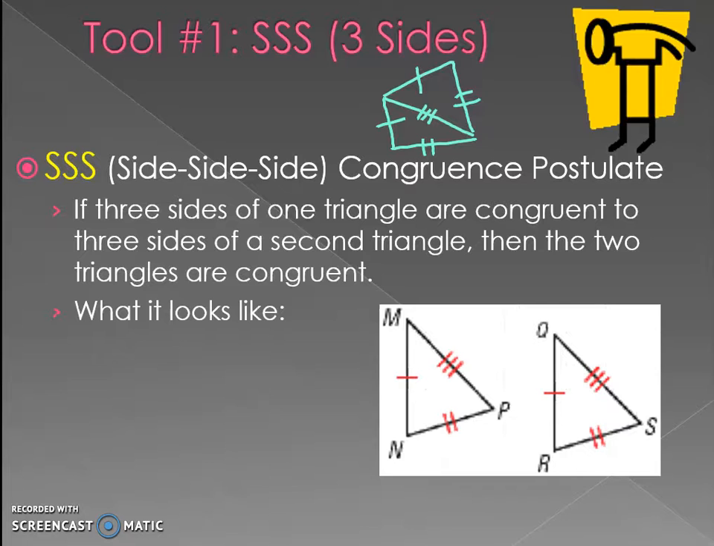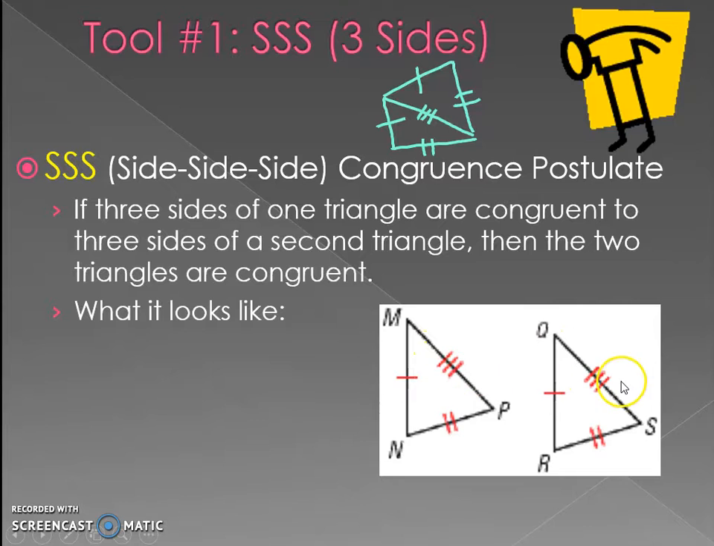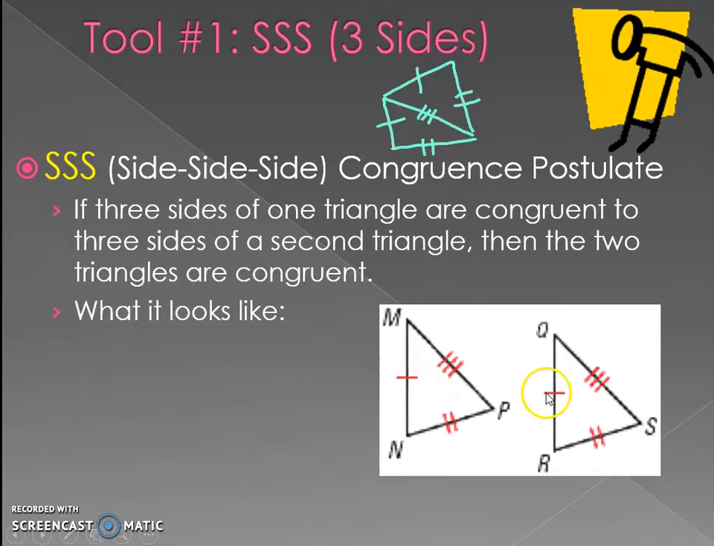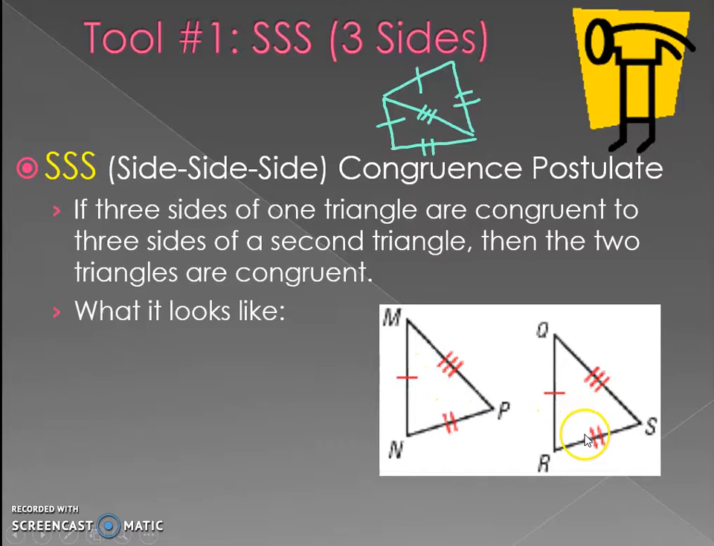What it looks like is this. If the 3 sides of a triangle are congruent to the 3 sides of the second triangle, then the 2 triangles are congruent. So all 3 sides, this one, congruent. This one, congruent. This one, congruent. Then these 2 are congruent. You can prove that. This is called the SSS congruence postulate. Super important.